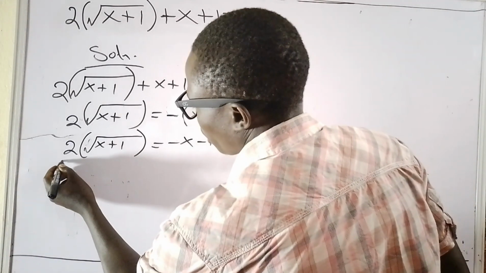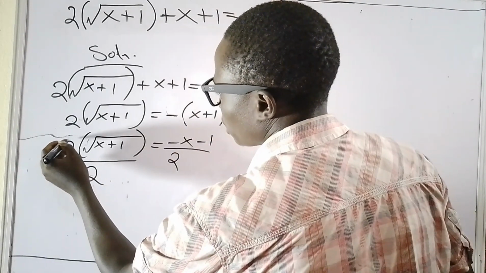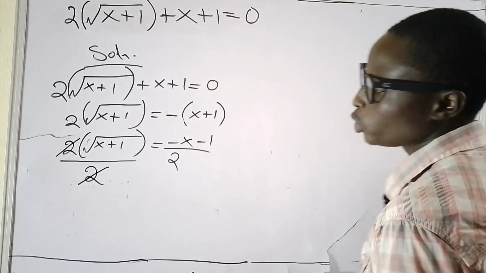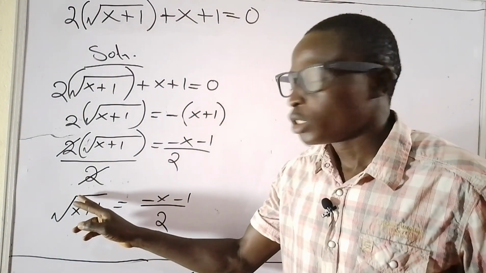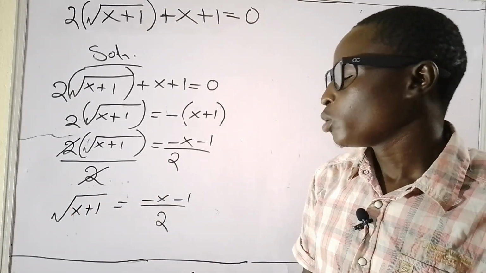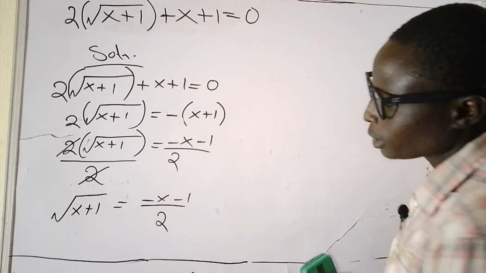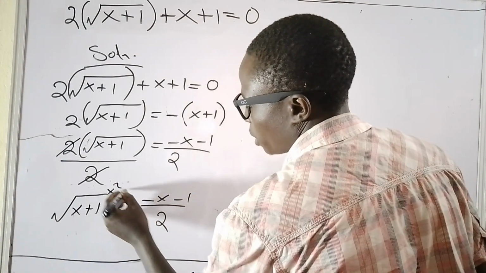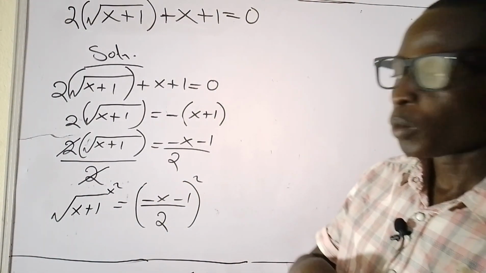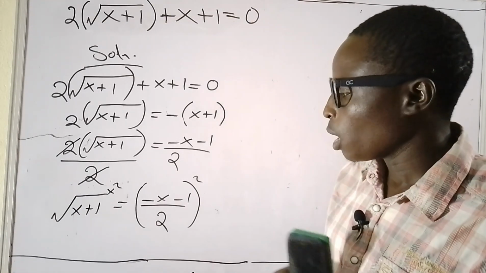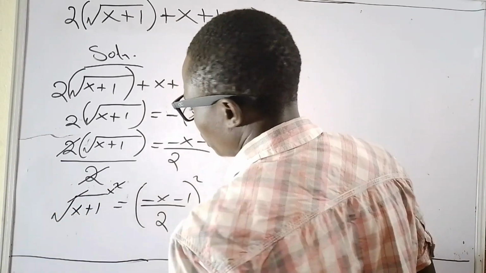So let's divide both sides by 2 so that this 2 will go with this 2, so that I have root x plus 1. So I want to clear this root. In order to clear this root, I need to take the square of both sides. That means I will square here, and I will also square this. What you do to the left side, you must definitely do to the right side. So this will go with this.